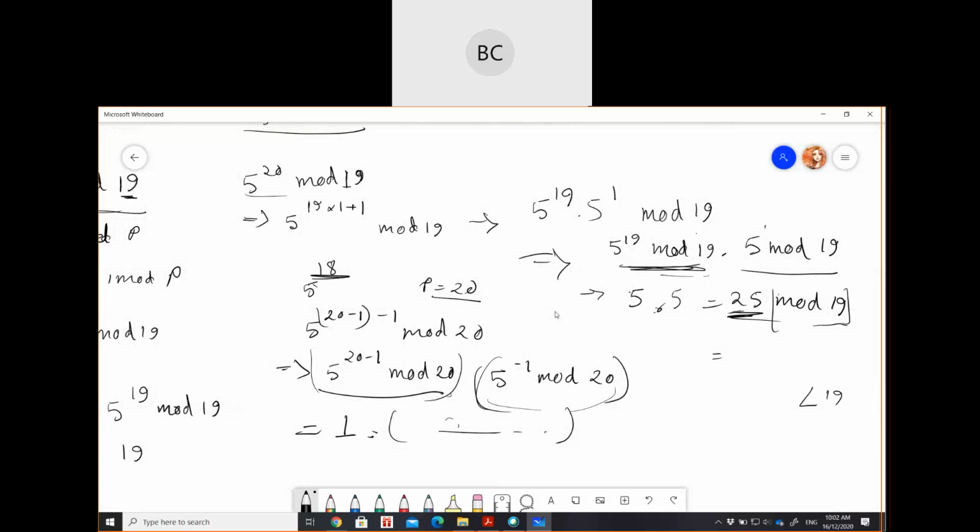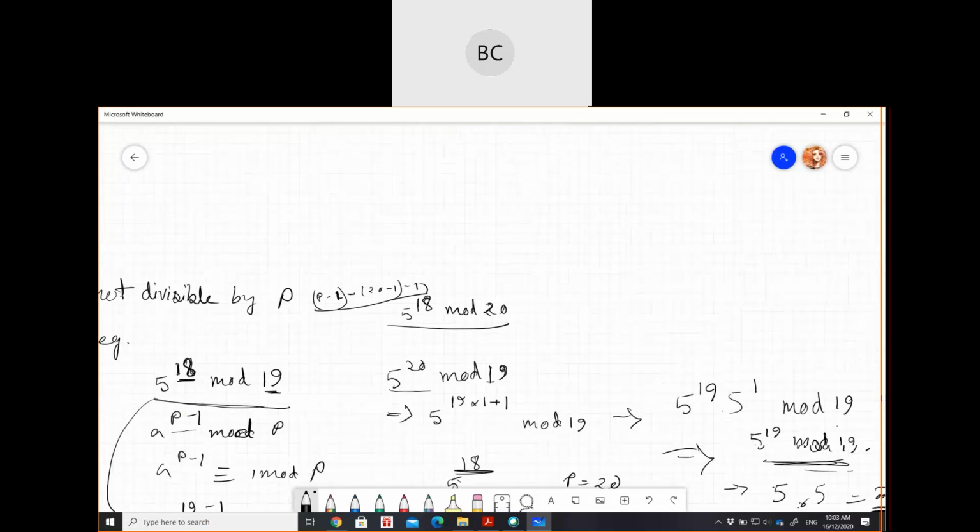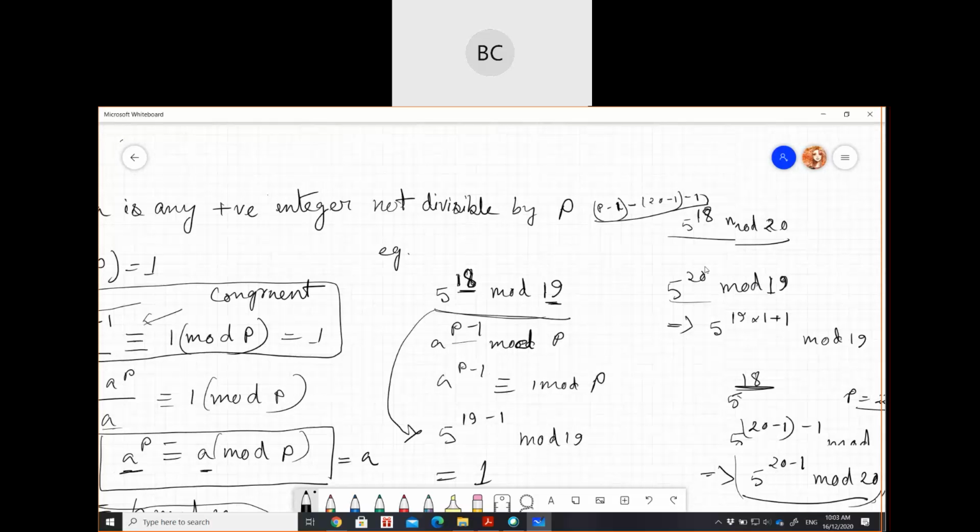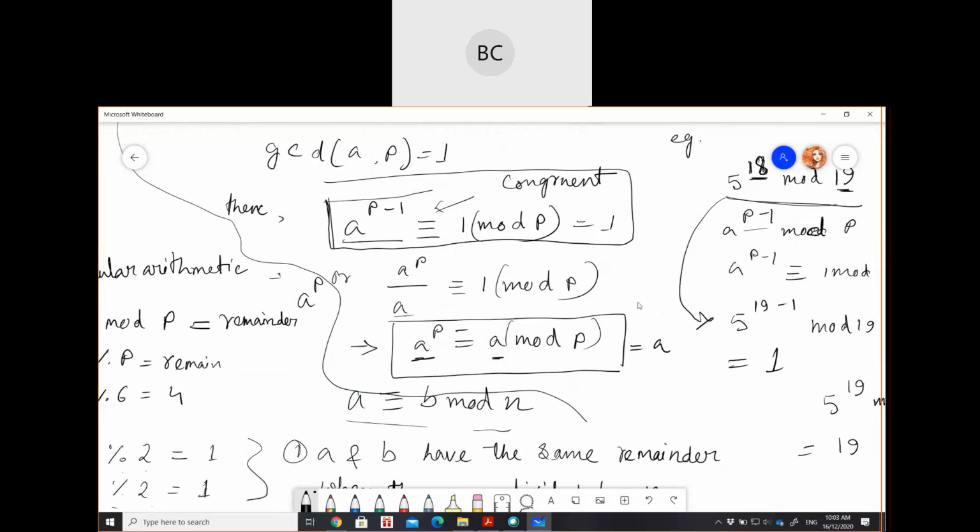Okay. So this is Fermat's theorem. If you find anything in this format, a to the power p minus 1 congruent to 1 mod p, the answer will be 1. And a to the power p congruent to a mod p, then the answer will be a.